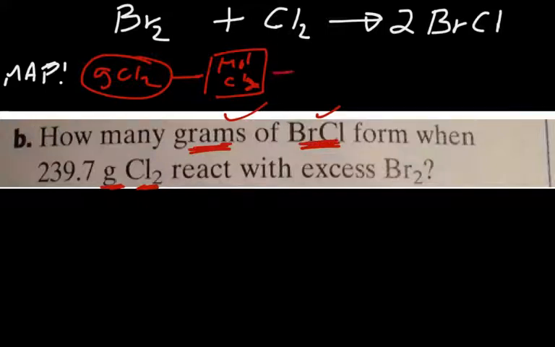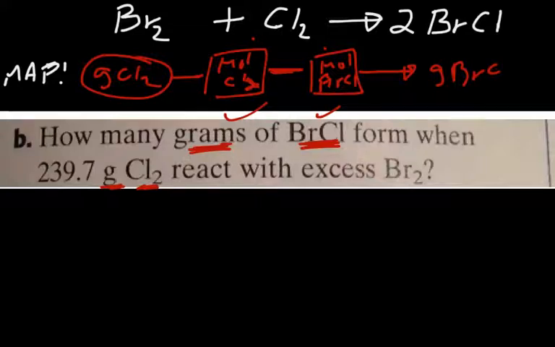So we need to find a way to convert moles of Cl2 to moles of BrCl. Alright? So what's happening there? This section right here, the second part, was a mole to mole conversion. We just did that. Now, the last part, we have moles of BrCl. We want to change those moles of BrCl back into grams of BrCl. Okay, and that will be the end of our problem.